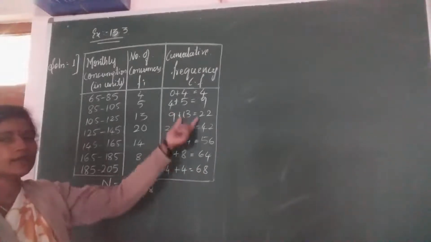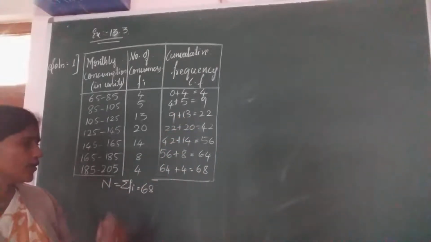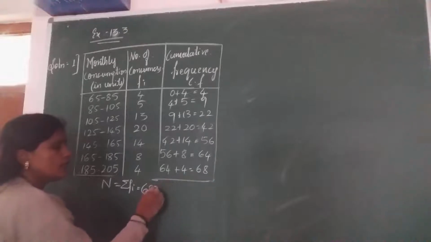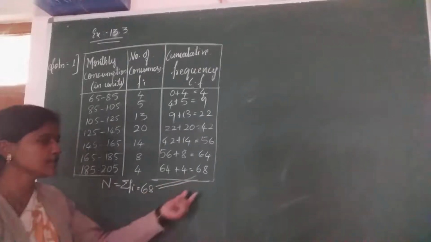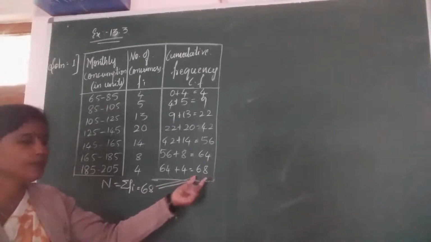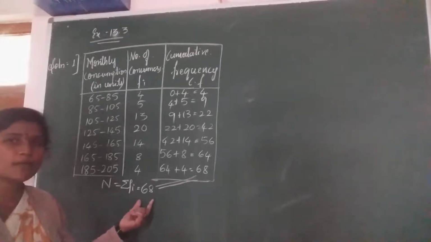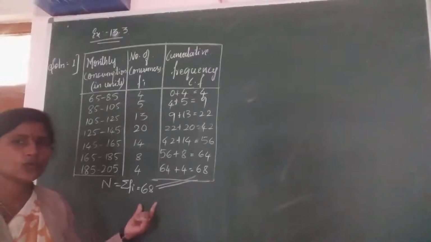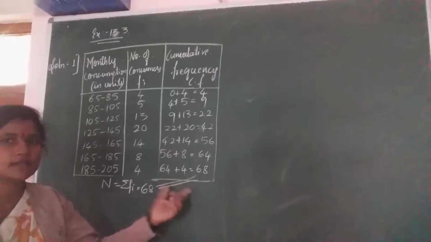Now how do we check that the CF is correct? We have to look at the last CF and compare it with the sum of the frequencies. If it is equal, then our CF table is correct.